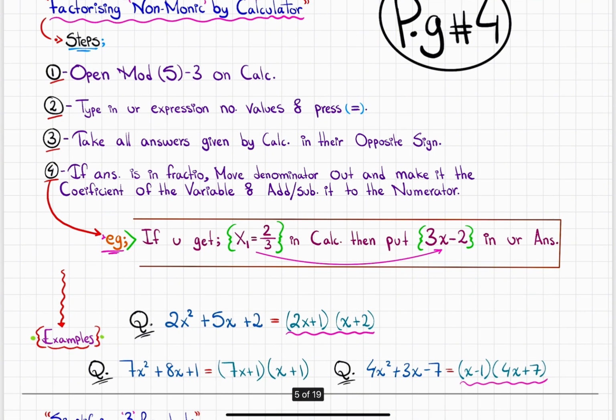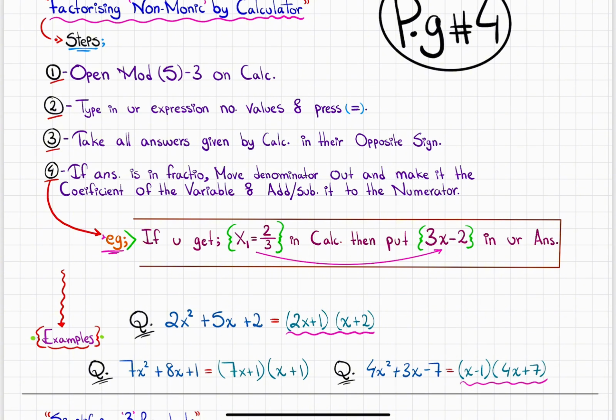If you did not understand this, let me explain it in a bit more detailed manner. First, open your calculator. If you have your calculator around with you right now, go and grab your calculator. Open mode 5 3 on your calculator. Once you see mode 5 3 is opened on your calculator, type in your question. Once your question is typed in, press equal and find your answer.